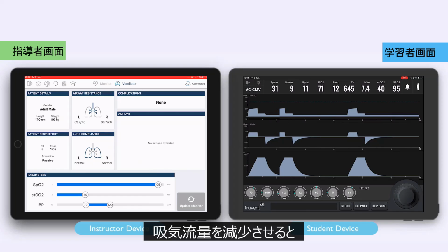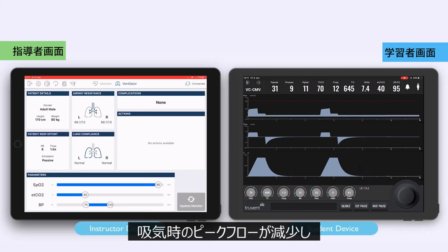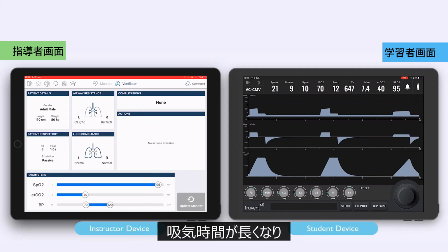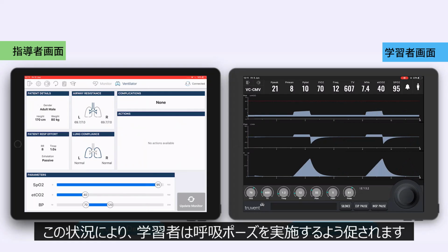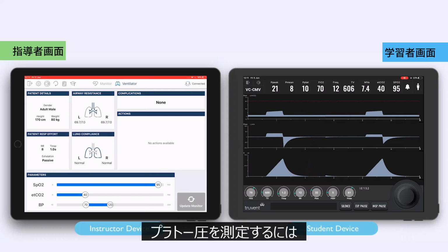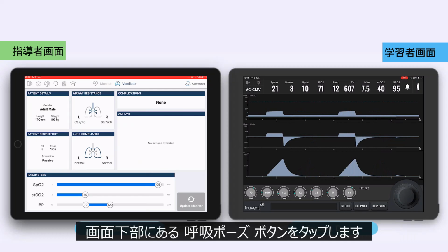If we reduce the flow rate during inspiration, you can see the peak flow during inspiration is reduced, and it takes longer for the breath to be delivered, and consequently there is no revelation of the plateau pressure. This should prompt the student to do an inspiratory pause maneuver if they wish to reveal the underlying plateau pressure by pressing the inspiratory pause button at the bottom of their screen.